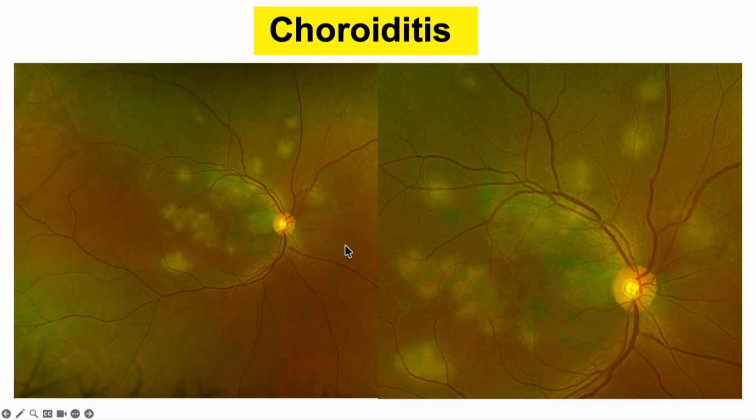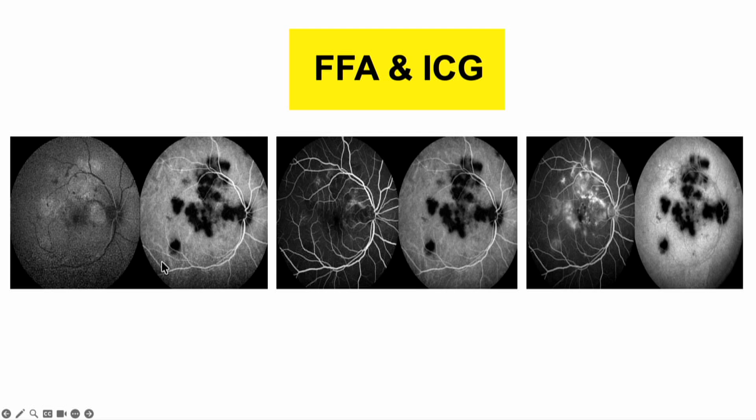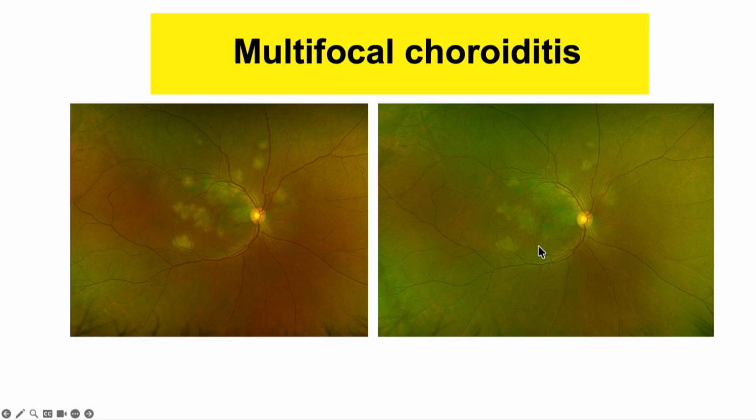This one is a classic choroiditis. So to differentiate, these are multifocal choroiditis. As you can see, it is a deeper lesion, dull yellow in color, and you can trace the vessels over it. And this is the FFA of this patient with early hypo and late hyperfluorescence. And this is actually the patient responding to oral steroids and ATT.